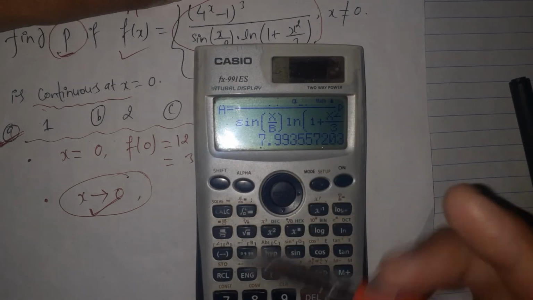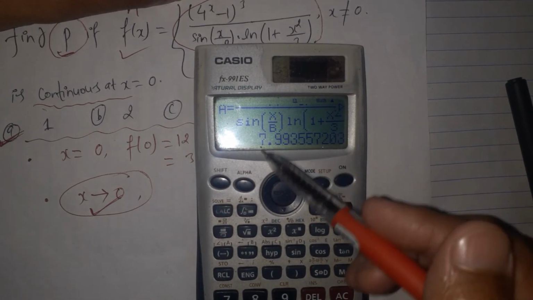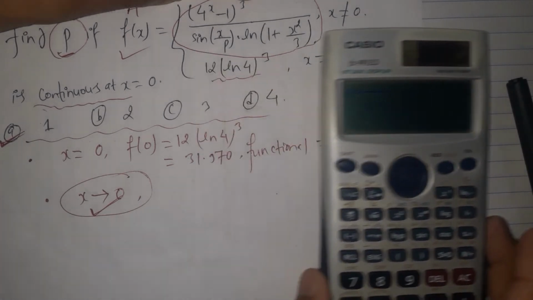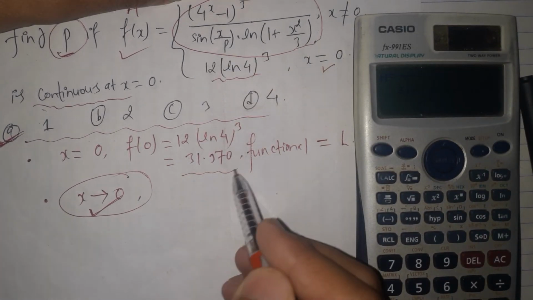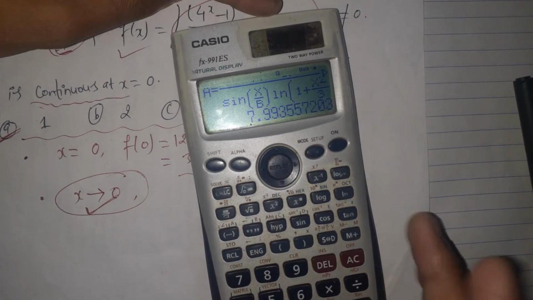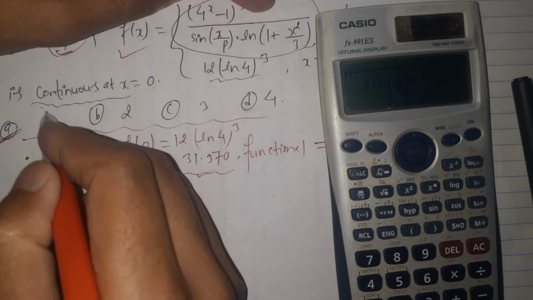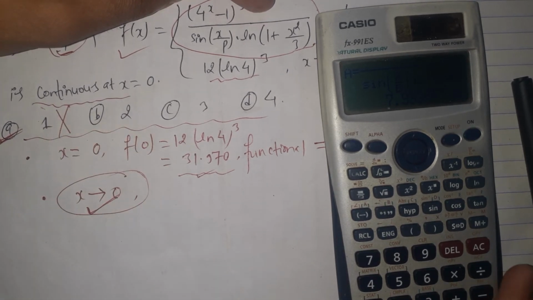then the limiting value. This is the limiting value here, 7.9935. This value is the limiting value, but our functional value is not this value. They are not matched here. This limiting value is different from the functional value, so option A is an incorrect option.